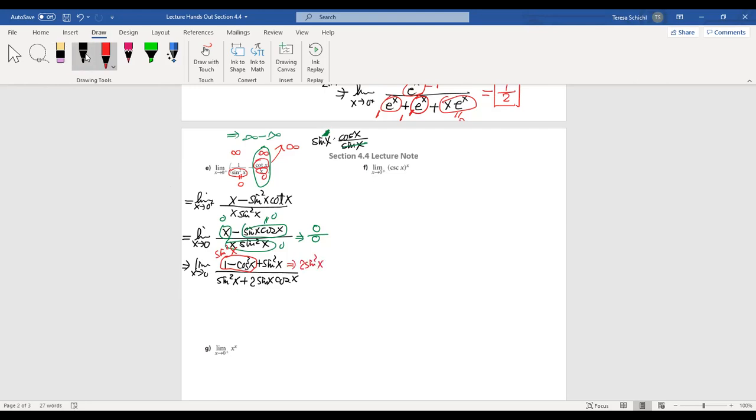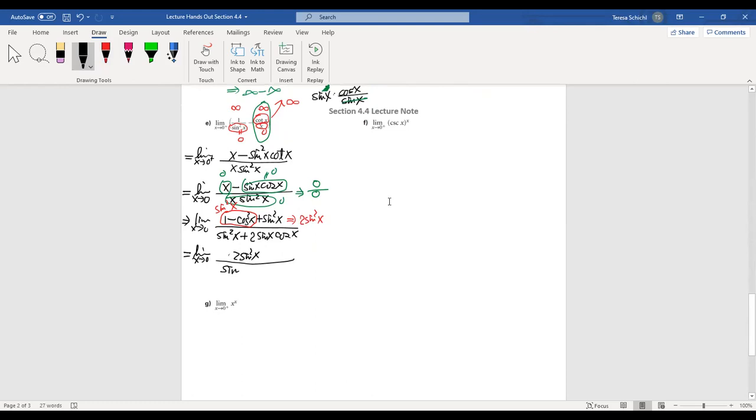All right. Okay, so now let's see here. It's x approaching 0. So this is 2 sine squared x. Then the bottom, you can factor the sine x out. So you have sine x times sine x plus 2 cosine x, right? Okay, that's pretty good. Now you see this sine x, I can cancel out 1. So the top will be 2 sine x.